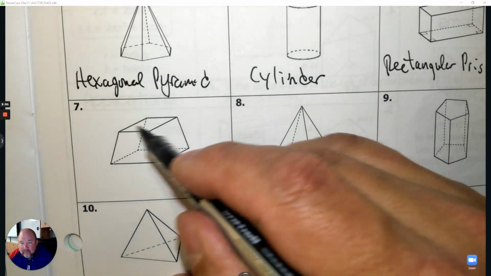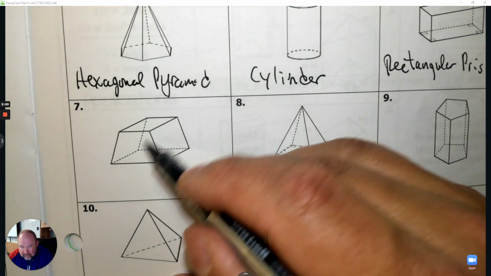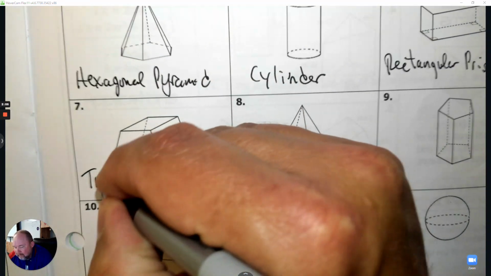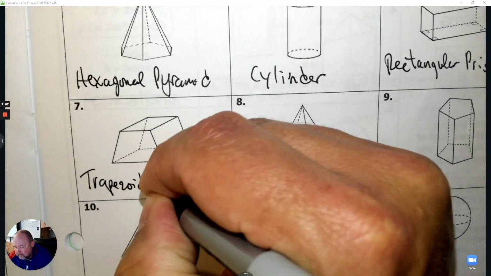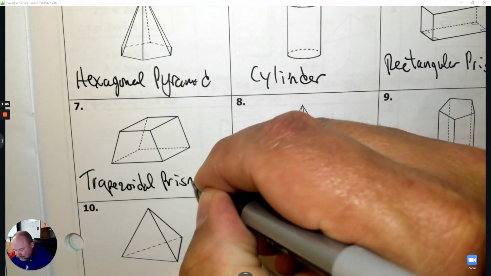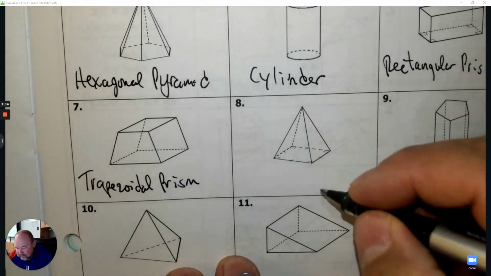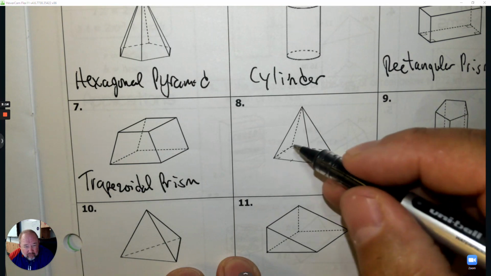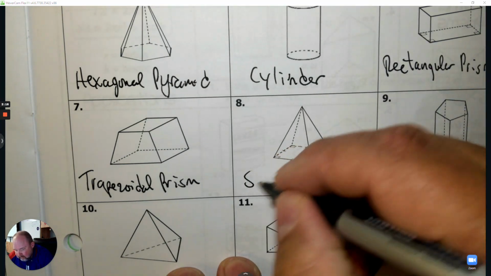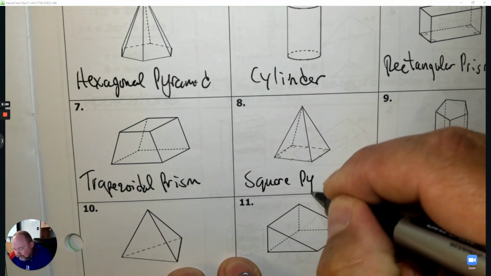Here, the sides are rectangles, but the base and the top, it's kind of on its side. This is a trapezoid. It's trapezoidal. And it's a prism, because there's 2 bases, 2 trapezoids. This is a pyramid. What type of pyramid? Well, what's the shape of the bottom? This is called a square pyramid.